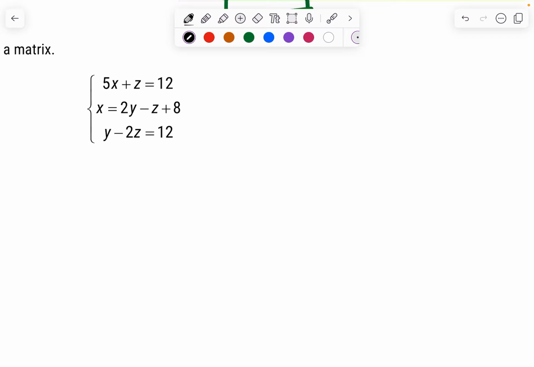So I'm going to take this system and I'm going to rewrite it. Anytime you have a variable missing, you're going to go ahead and fill it in with a 0. So since there's no y variable in the first row, I'm going to write 0y. And I'm going to go ahead and write 1z so that we know that if there's a single variable by itself, that is going to be a 1 in its place.